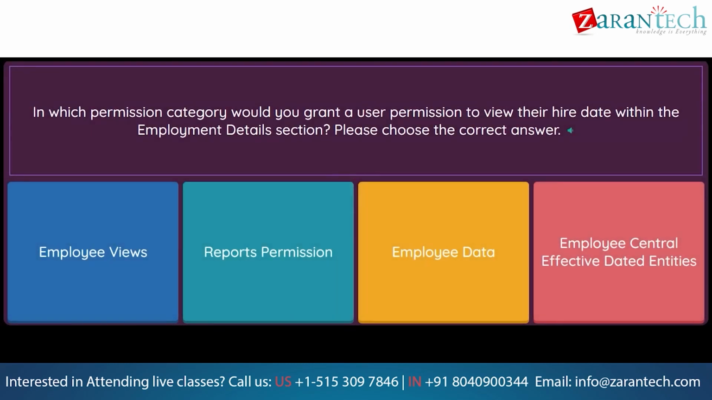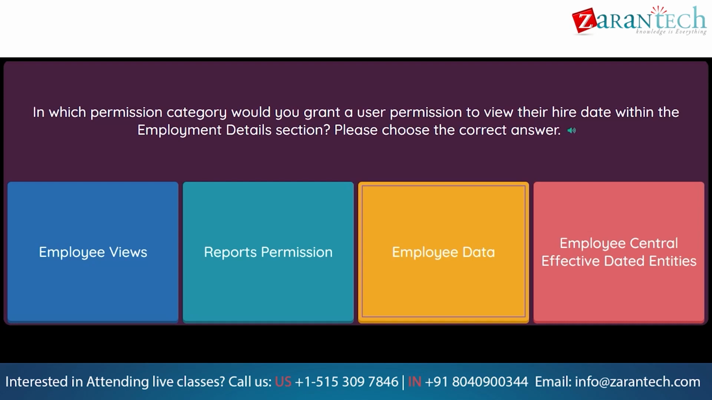Question: in which permission category would you grant a user permission to view their hire date within the employment details section? Please choose the correct answer. Option 1: employee views. Option 2: reports permission. Option 3: employee data. Option 4: employee central effective dated entities.